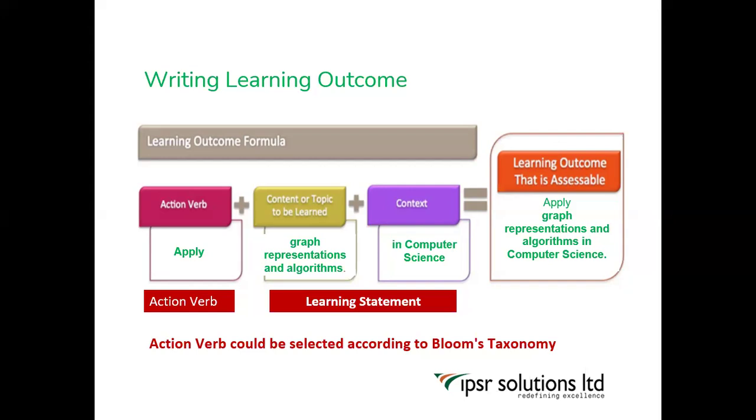For example, if you're teaching graph theory to computer science students, then the context is computer science. Apply graph representations and algorithms in computer science. That has the action verb and the learning statement, and if there is a context, we can mention that also. So this is the way we can write a course outcome. And the action verb should be selected according to Bloom's taxonomy.